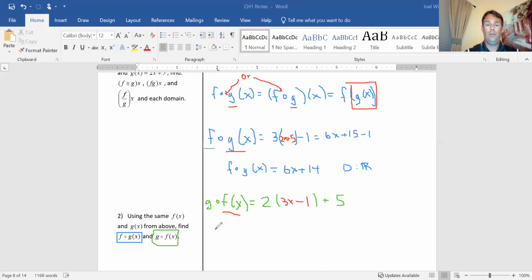So we end up here with g of f of x, and that would be 6x plus 3. And again, it's a linear function. Since the original two had a domain of all real numbers and a linear function has a domain of all real numbers, this domain is also all real numbers. So this one was pretty straightforward.